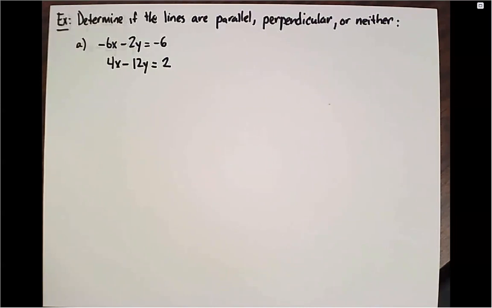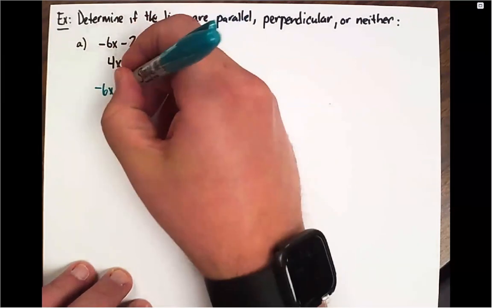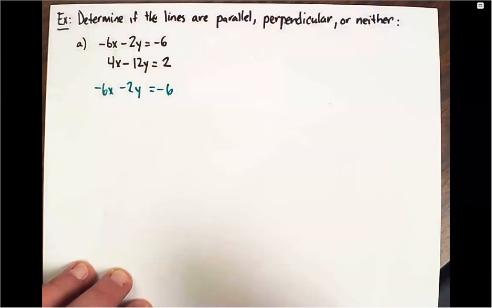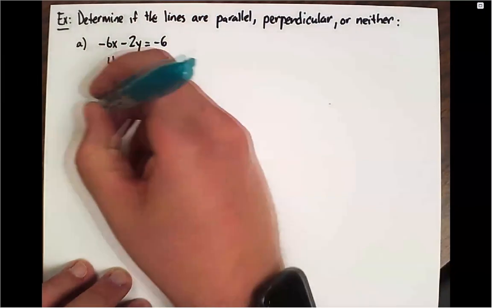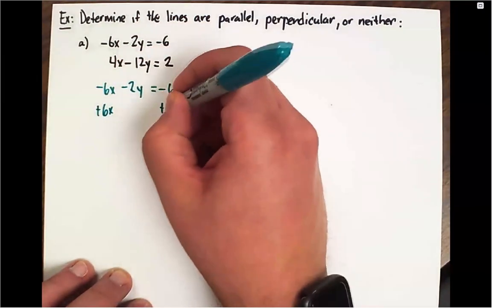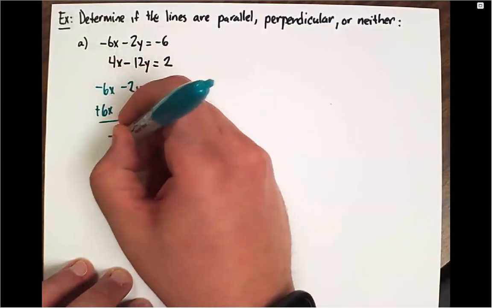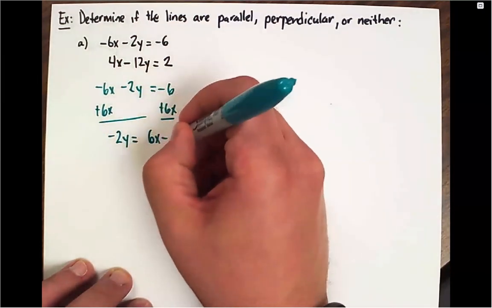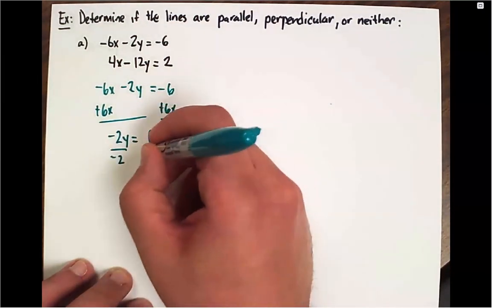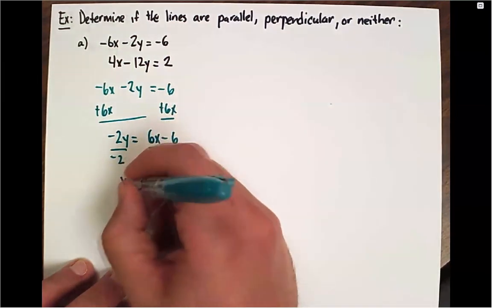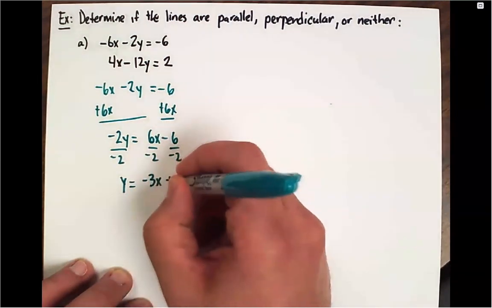Well, I don't know, because I don't know what the slopes are. The whole key to this is knowing what the slopes are. So I need to take this equation, negative 6x minus 2y equals negative 6, and solve it for y, because that'll put it in slope-intercept form. So I'm going to add 6x to both sides. So I get negative 2y equals 6x minus 6, and then I'm going to divide everything by negative 2. So y equals negative 3x plus 3.